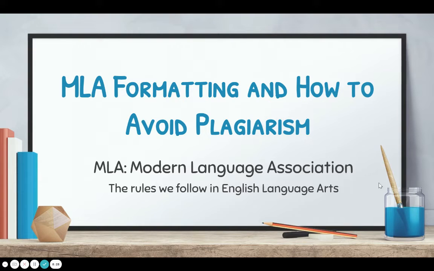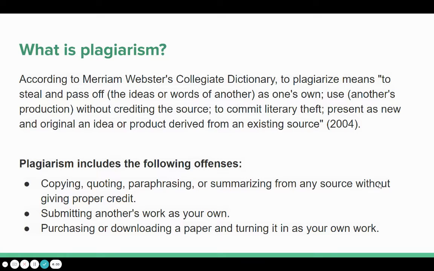In your psychology class, you follow APA, or the American Psychological Association. You might follow APA or Turabian in your history classes. There are many different citation rule books for different subject areas. And the rules are basically the same in theory. We cite our sources so as to give credit where credit is due. But each system requires you to cite your sources in a different way. So we follow the rules of the MLA, the Modern Language Association.